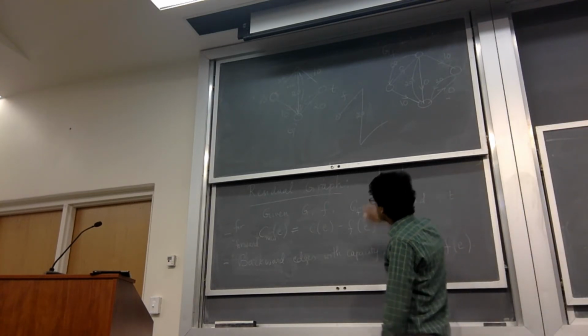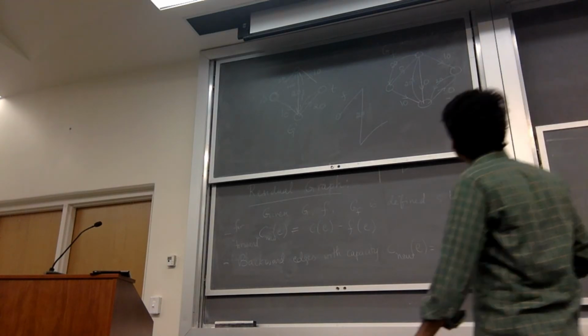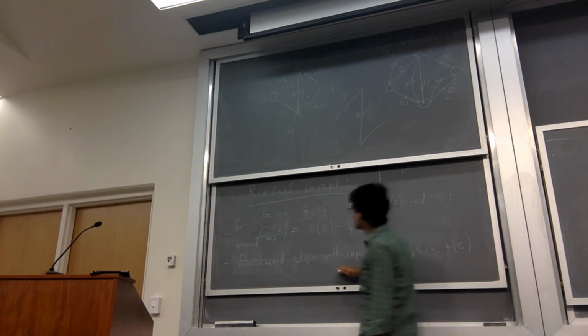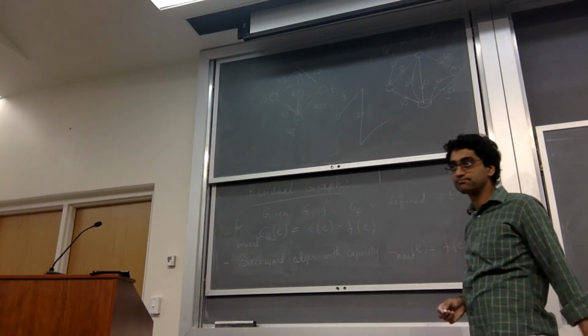So now you should be asking me a bunch of questions. What if the backward edge had also existed in the original graph? In that case, think of incrementing the weight of that opposite direction edge by f of e. Or you could even think of adding a parallel edge. It's fine. You will always at most add 2 parallel edges. So this is how you define the residual graph.